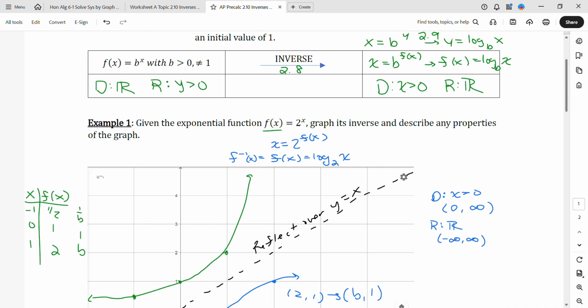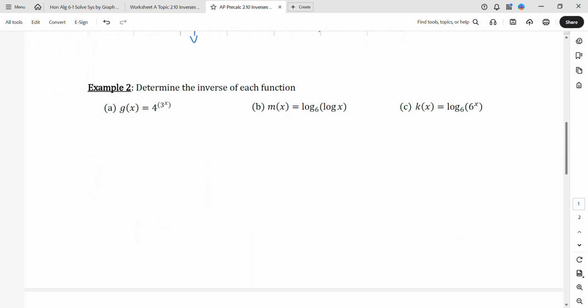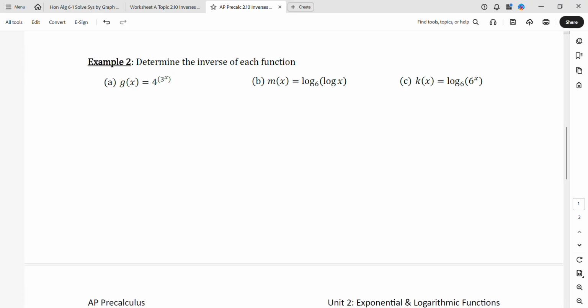Now let's do it algebraically. So now we're going to find the inverse of each of these functions. Okay. So we have 3 of them. Let's go back to the green. All right. So A is g of x equals 4 raised to 3 raised to the x.